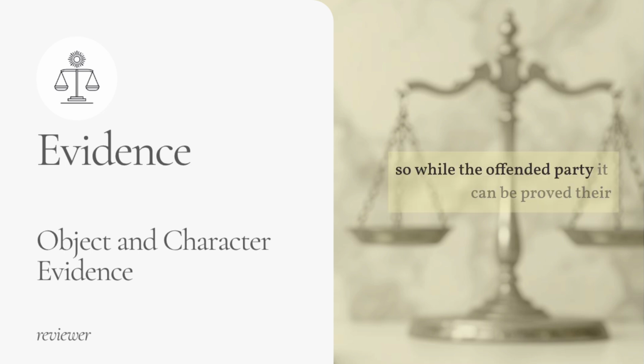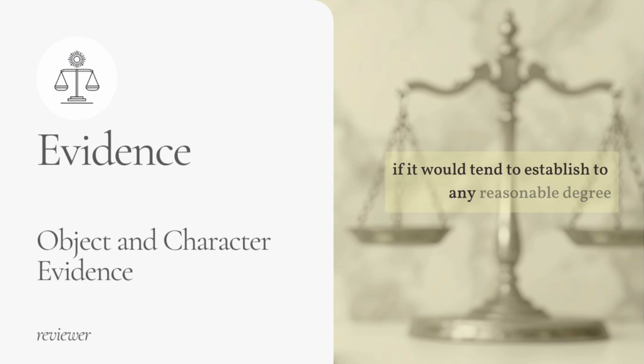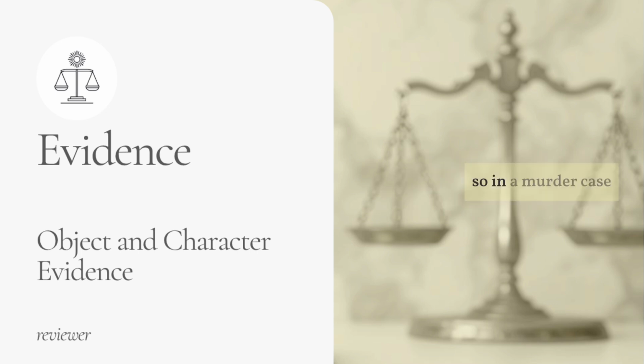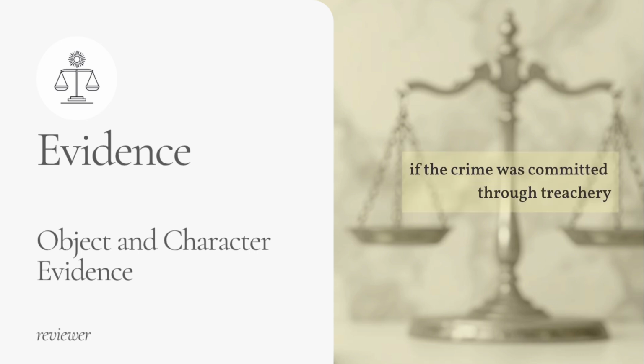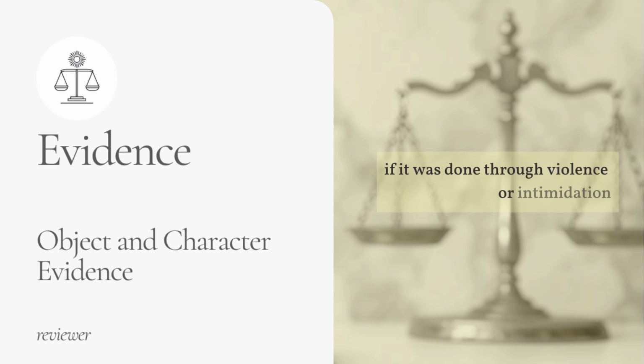While the offended party's character can be proved if it would tend to establish to any reasonable degree the probability or improbability of the offenses charged, this is the character of the private complainant. The bad character of the victim is not admissible in murder cases and in rape cases. In a murder case, if the crime was committed through treachery and evident premeditation, then bad character of the victim is inadmissible because it doesn't matter. And in rape cases, if it was done through violence or intimidation.